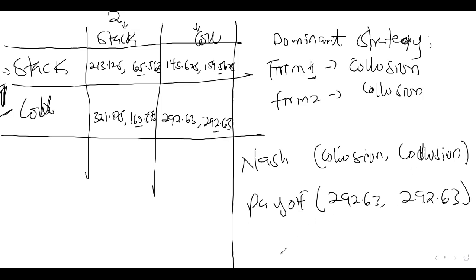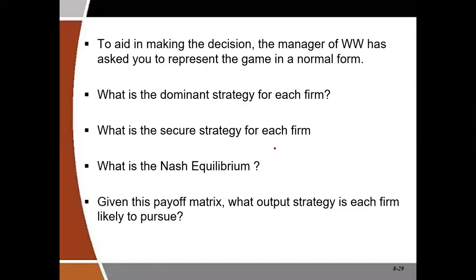Let's take a second example. Given this page, in the question, the question says, what is the Nash? We have done it. The secure, the dominant, the normal form, we've done it. Now, given this payoff matrix, what output strategy is each firm likely to pursue? So each firm is likely to play a Collusion output strategy, all right? So that will be the answer to this.